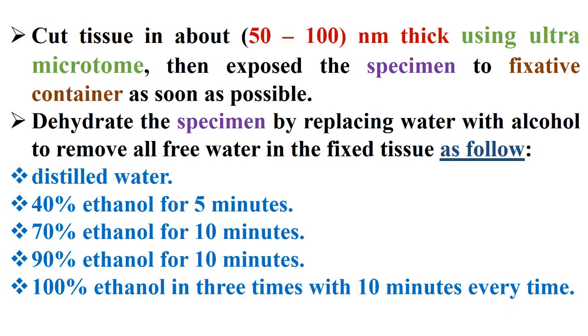Then, dehydrate the specimen by replacing water with alcohol to remove all free water in the fixed tissue, as follows: 1. Distilled water, 2. 40% ethanol for 5 minutes, 3. 70% ethanol for 10 minutes, 4. 90% ethanol for 10 minutes, and finally, 100% ethanol, 3 times with 10 minutes each time.